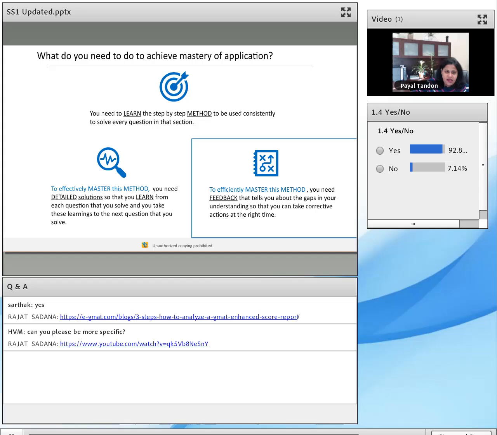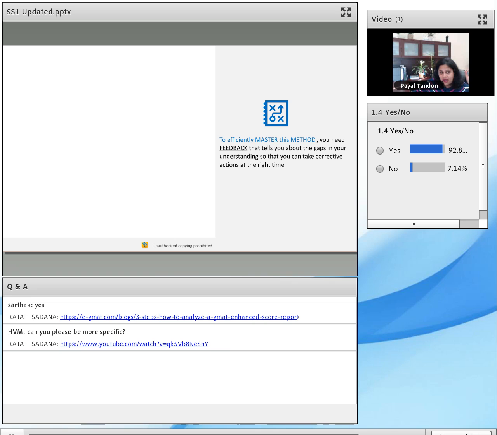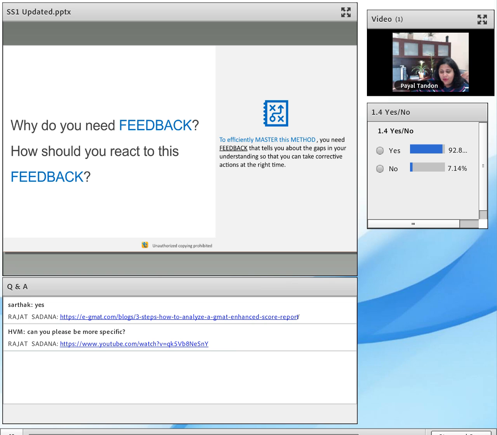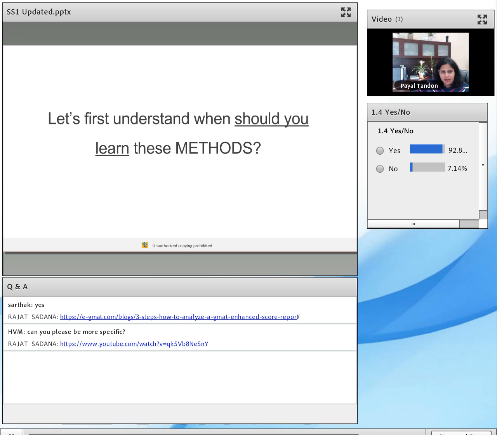All right. Now, to efficiently master the method, what we talked about are the detailed solutions, right? So whatever source you're using, you need to identify whether you have such detailed solutions that are based on the method that you need to solve. Okay, and the meaning-based method is the only method that works. Now, the second part, which we're going to talk about, is how do you efficiently master this method? Okay, as I said, you need to get that feedback, right? And how should you react to that feedback?